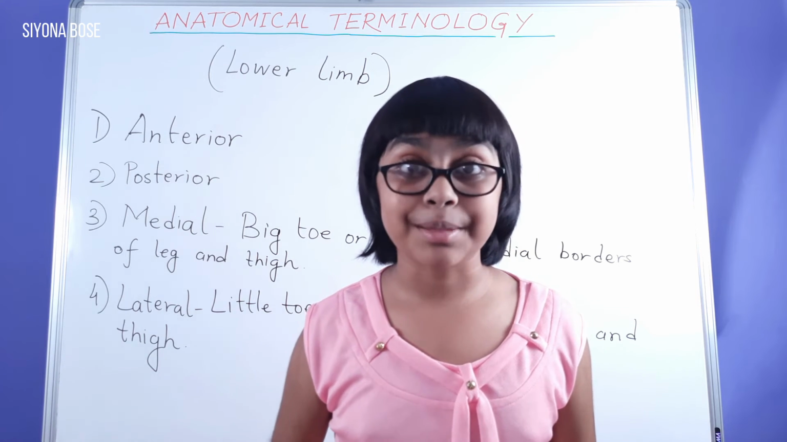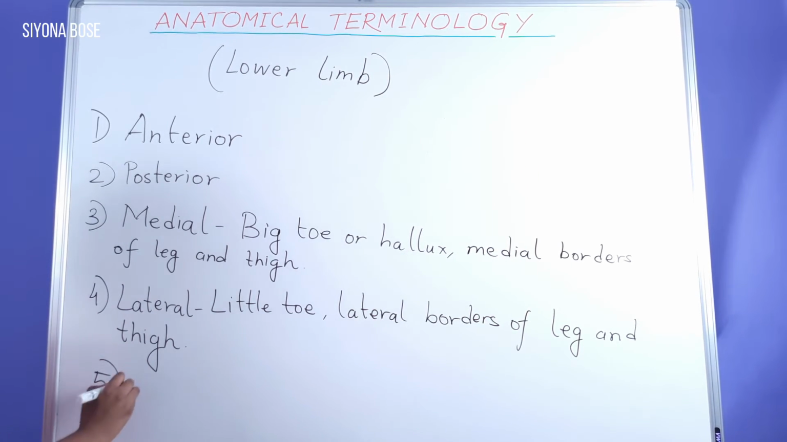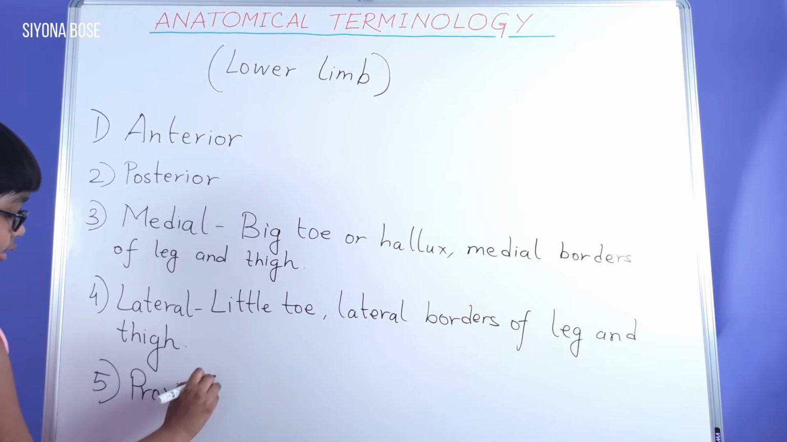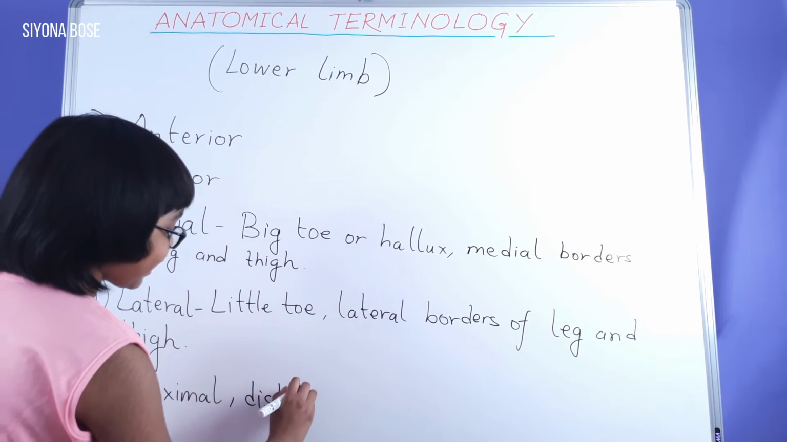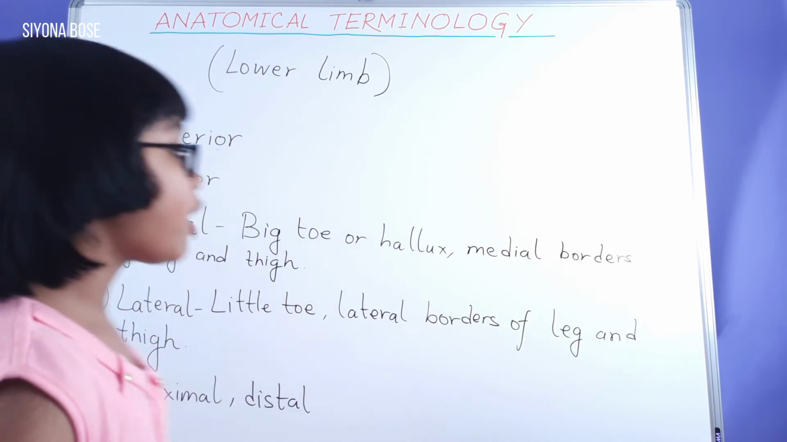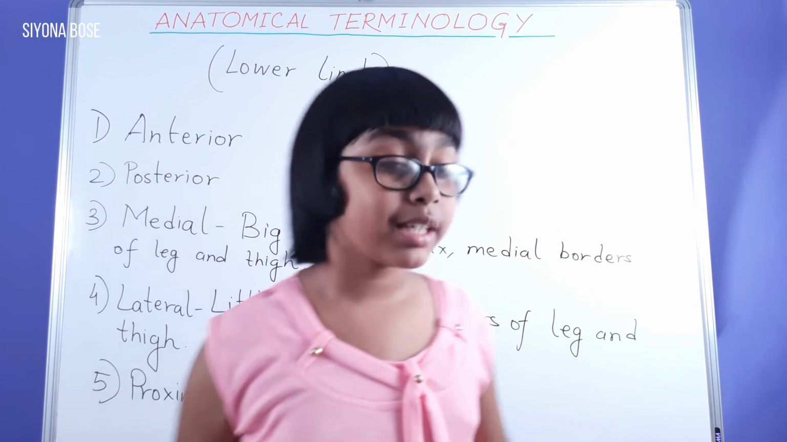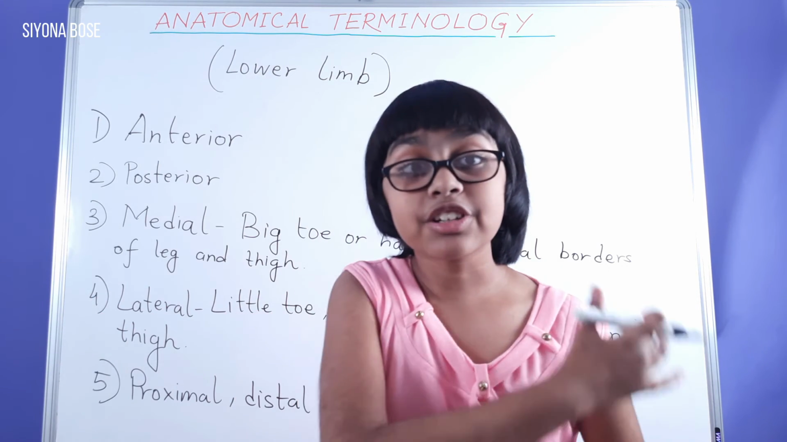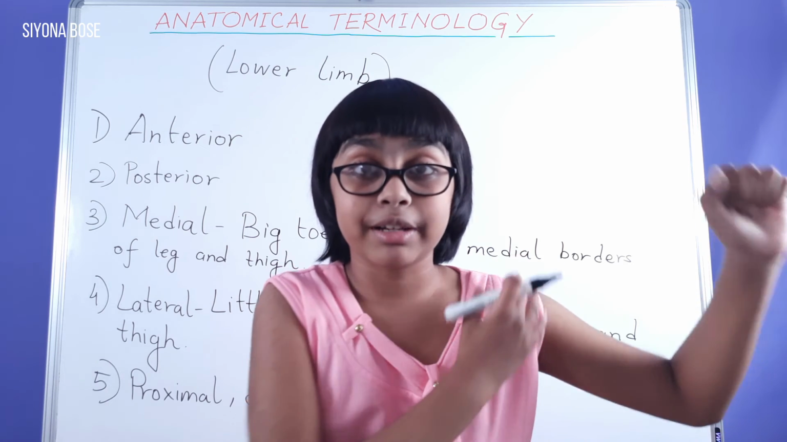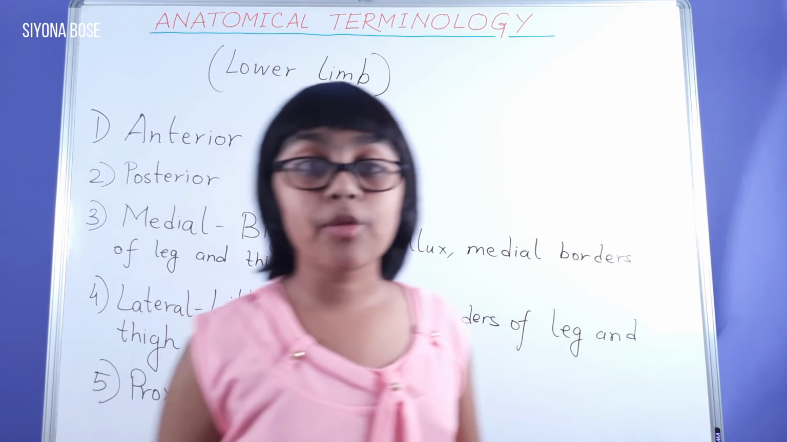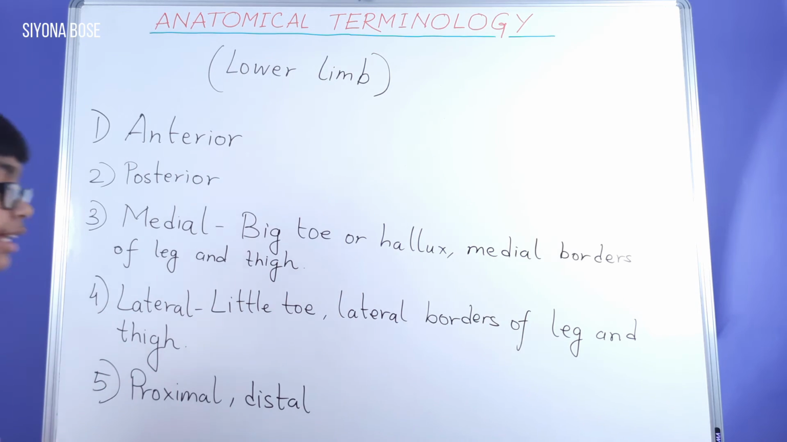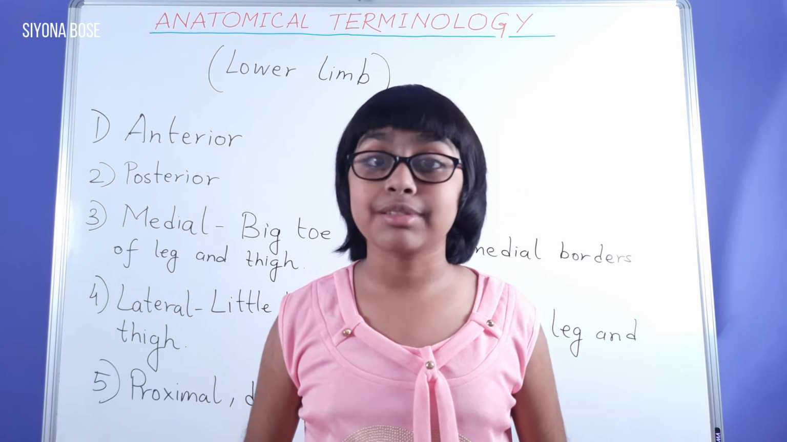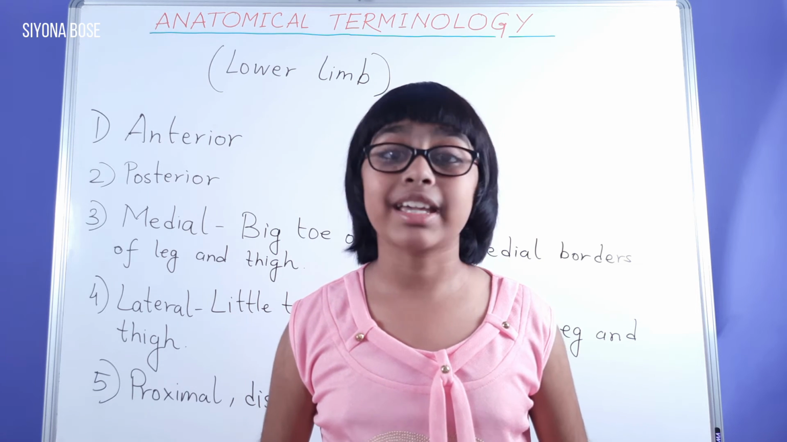Next, we have proximal. And two terms which I forgot to discuss in upper limb are proximal and distal, which means near to the root of a limb that is applicable in both lower limb as well as upper limb. Proximal means near to the root of a limb, like in case of upper limb, this is the root of my hand. And the distal means away from the root. That means my fingers. My fingers are away from the root of my upper limb. And similarly, we can even see that in the lower limb. That was proximal and distal. Before we move on to the next few terms to discuss in lower limb, you might take a look at the board.